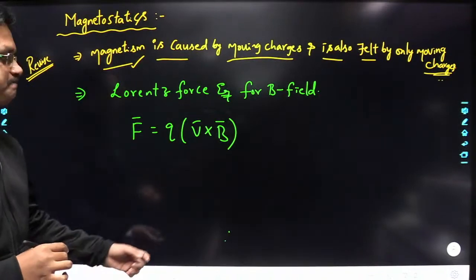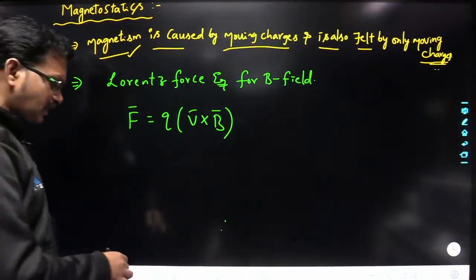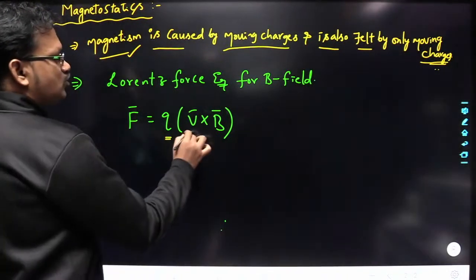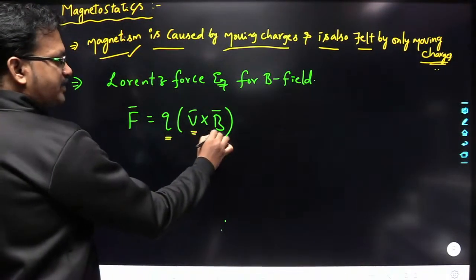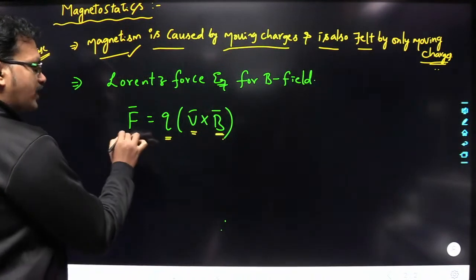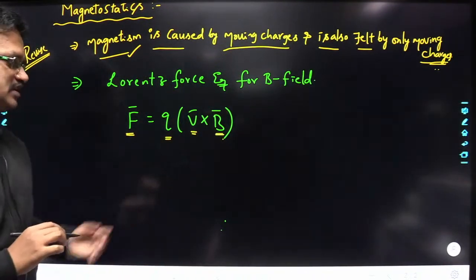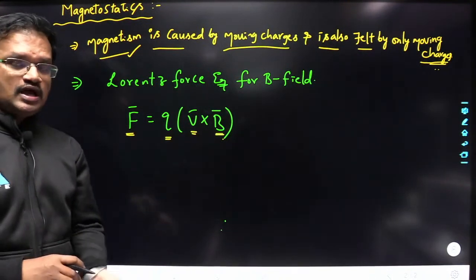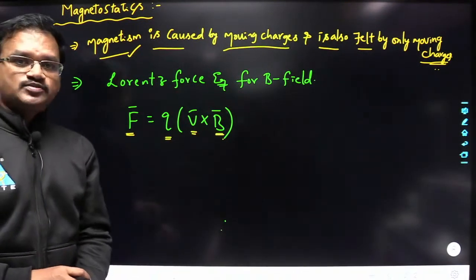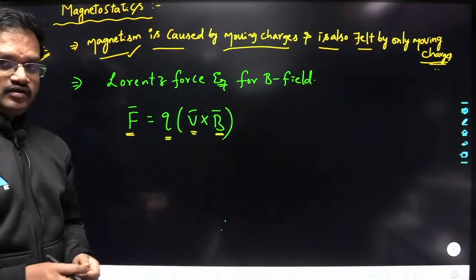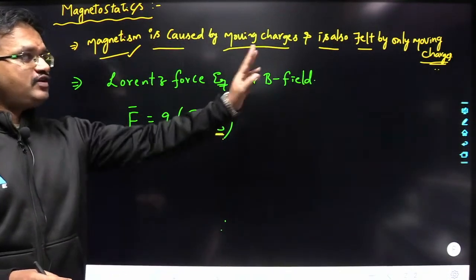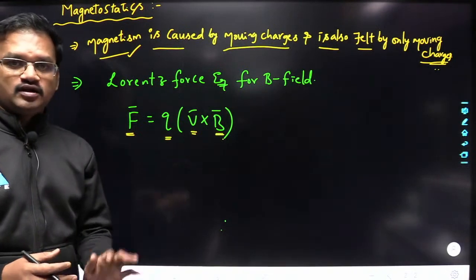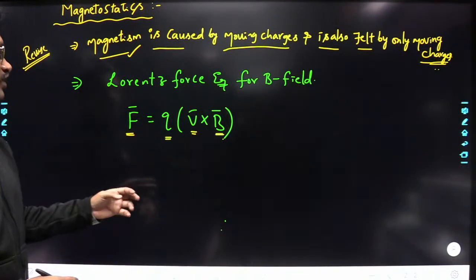So, if the charge is moving with uniform velocity in magnetic field B, then it is going to experience a force. If the velocity of the charge is equal to 0, then that charge is not going to experience any force in a magnetic field. Only a moving charge can feel magnetism. A stationary charge cannot feel any magnetic force. So that's what we have studied here.